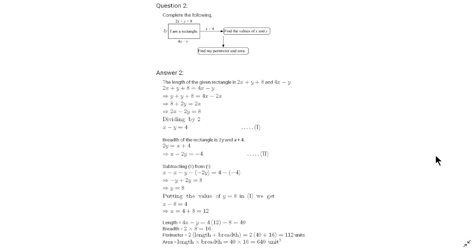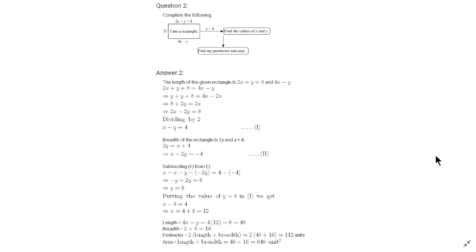There is a rectangle which has two opposite sides equal. And then there is an arrow going from one rectangle to two, the flow chart. Find the values of x and y. Then find the perimeter and area. Okay, so firstly we have to find the values of x and y.